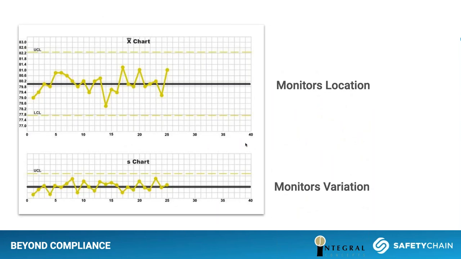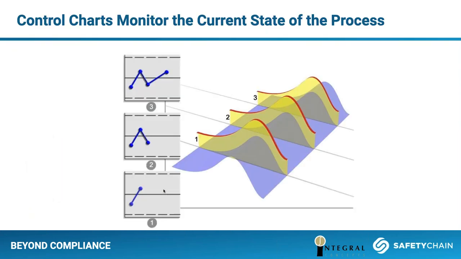So in SPC, there are basically things that we want to look at. One is we want to monitor where we're running on average. Then we use another chart or charts to understand variation. We want to understand how much variation we have, whether it is getting worse or better, and where we are running on average. So that's the idea.